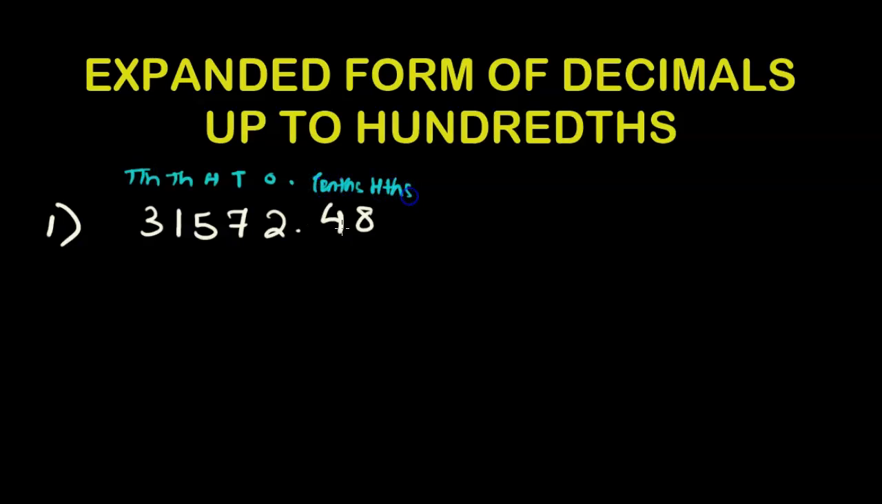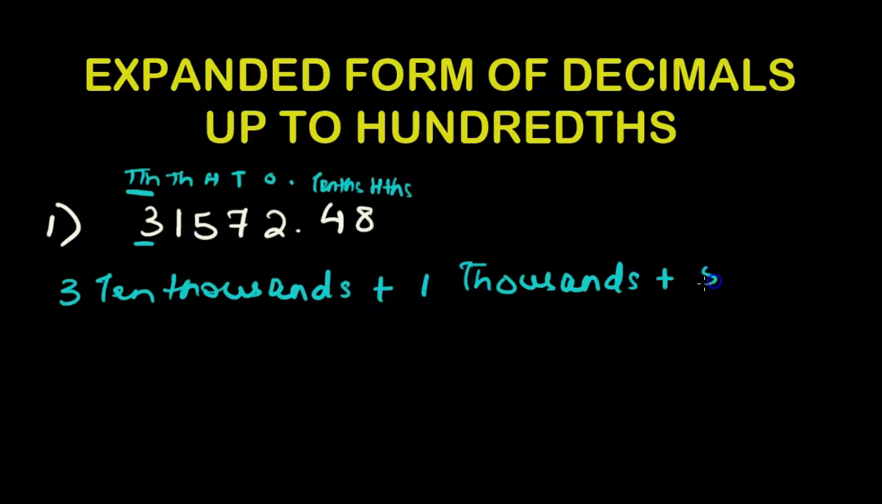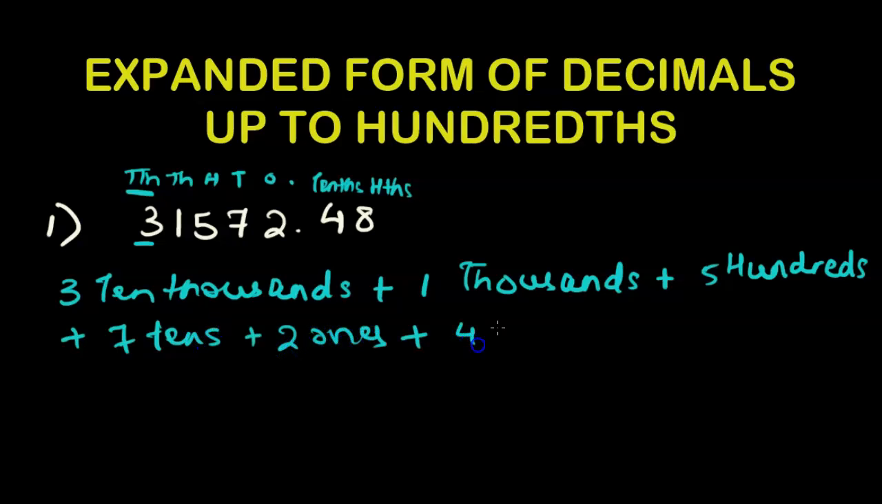I'm writing HTHS. Now, when we have to write it in expanded form, we can write down in words or numbers. Words would be 3 is the first place, and we would write down its respective place value. So this is 3 10,000s plus 1 thousand plus 5 hundreds plus 7 tens plus 2 ones plus 4 tenths plus 8 hundredths. This is if we write it down in words.